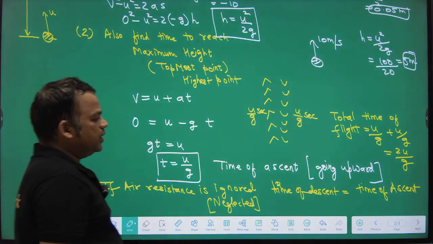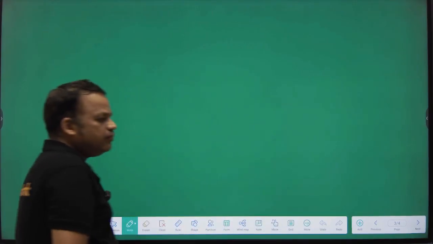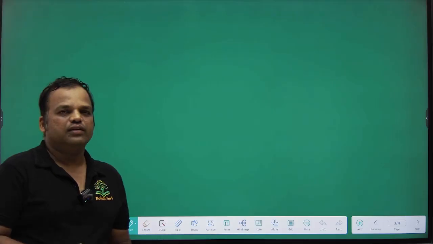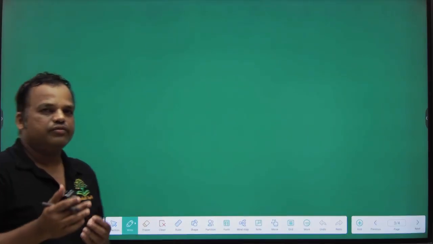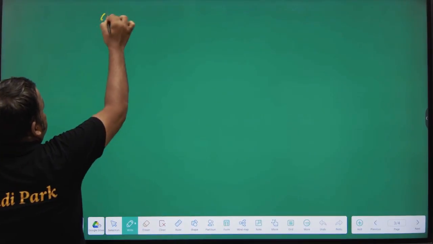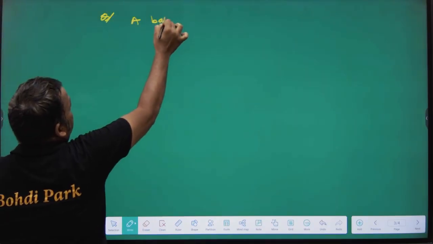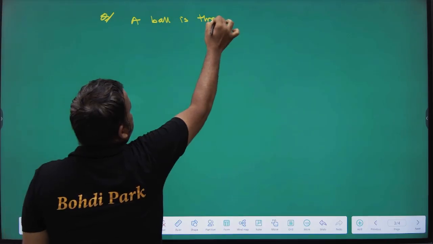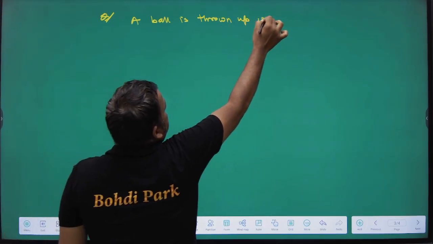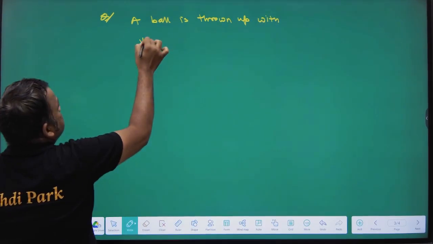So let's solve another question. I will give total time of flight and ask what will be the velocity of throw. A ball is thrown up with velocity u.